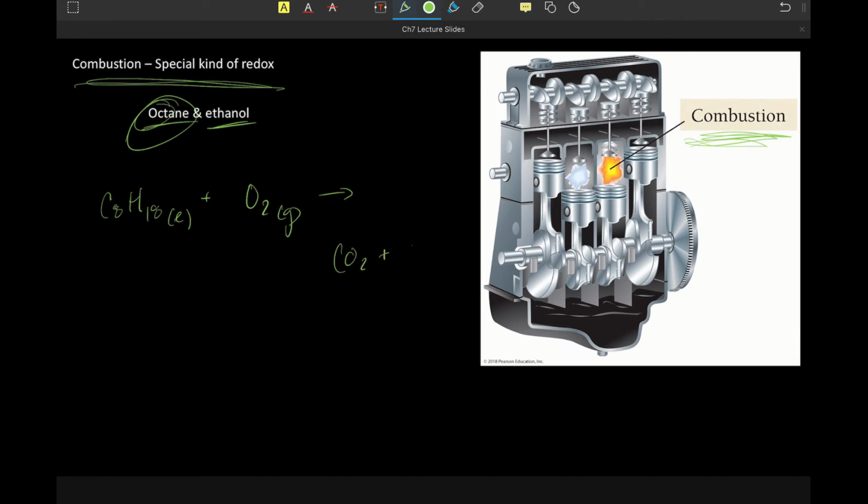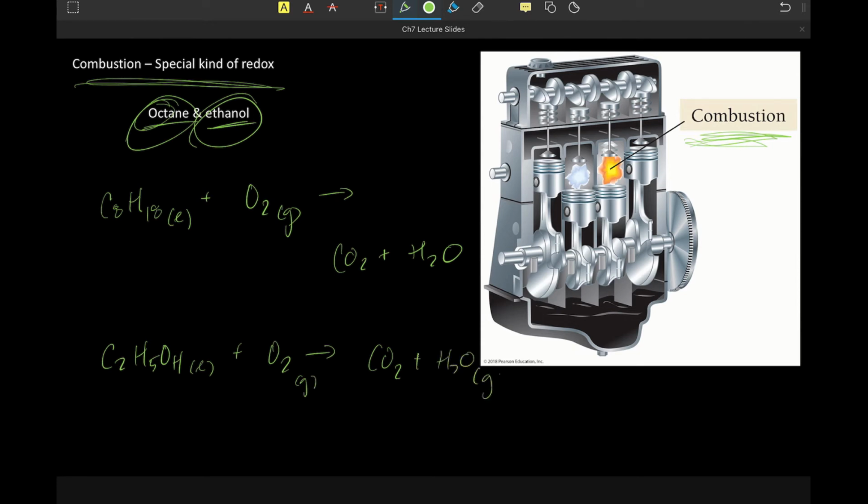CO2 and H2O. Ethanol is one of those additives in gasoline. If you pay attention to the signage at the gas station, it says up to 10% ethanol, which is supposed to help decrease the amount of carbon dioxide produced. Ethanol is C2H5OH, also a liquid, plus oxygen, is also going to give us CO2 and H2O. In this case, water is going to be a gas. That goes back to the fact that this is a combustion reaction, and large amounts of heat are produced.